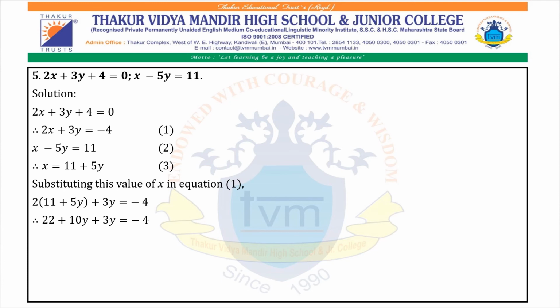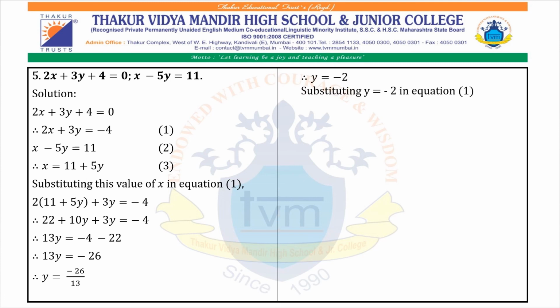So 11 2s are 22 plus 10y plus 3y is equal to minus 4. Therefore 13y is equal to minus 4 minus 22. Therefore 13y is equal to minus 26. Therefore y is equal to minus 26 upon 13. So y is equal to minus 2.